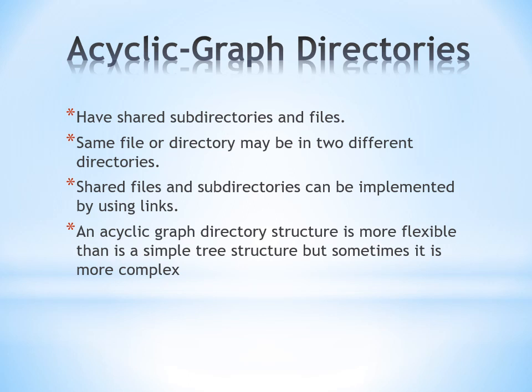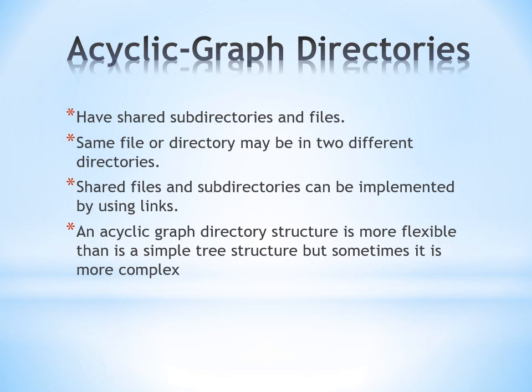Even though the tree structure directories have solved the problems of duplication and grouping capabilities, they are unable to do some sharing. Therefore, Acyclic-Graph Directories solve the problem of tree structure directories by providing shared subdirectories and files. The same file or directory can be in two different directories, and you can share the file and the subdirectory by providing a link.